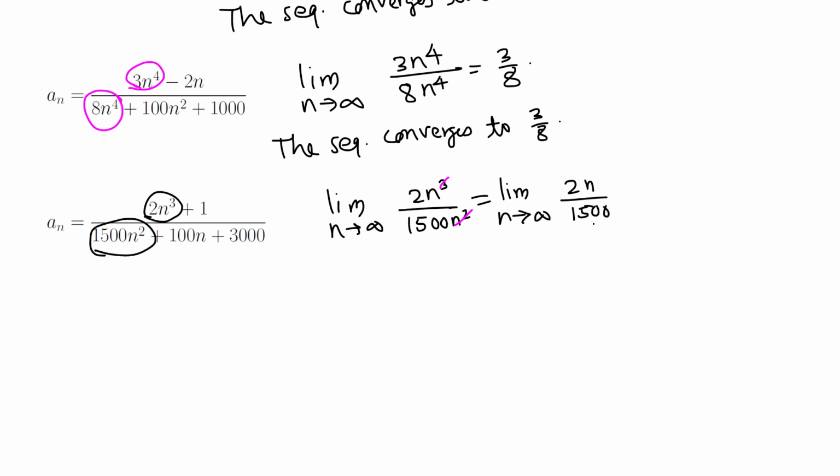That infinity is so big, still infinity, even if we divide by 1500, still very big, so that's infinity. That means the terms of this sequence are increasing without bound and they eventually become very, very big, infinity. So the sequence diverges, because the limit is not a finite number.